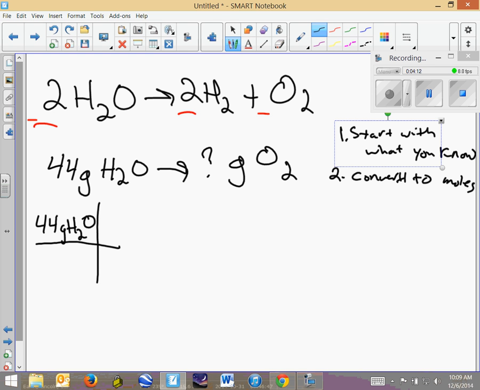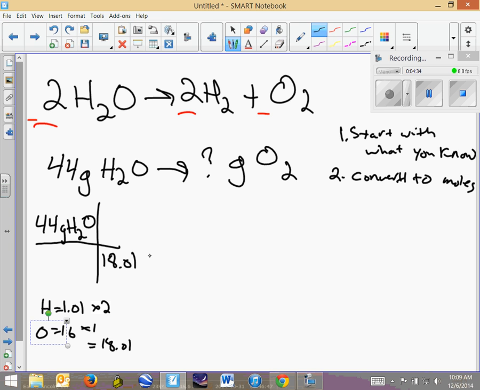I can't work with grams. I can count grams, but I can't do math with grams. So I need to convert this to moles. Remember that if you look up the molar mass of H2O, you'll find that H equals 1.01, that's going to be times 2, and O equals 16 times 1, so that will give us 18.01. So that's how we get that. We're going to say 18.01 grams of H2O is going to equal 1 mole of H2O.